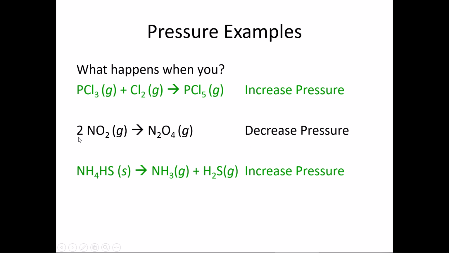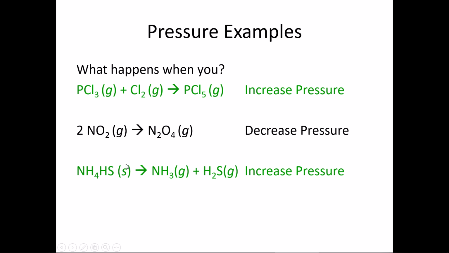Second example, 2NO2 goes to N2O4. What happens if I decrease the pressure? So in this example, I have 2 moles on the left, 1 mole on the right. So decreasing the pressure, it wants to try to maximize the gas moles to take up more space. So this one would shift to the left, where I have more moles of gas.